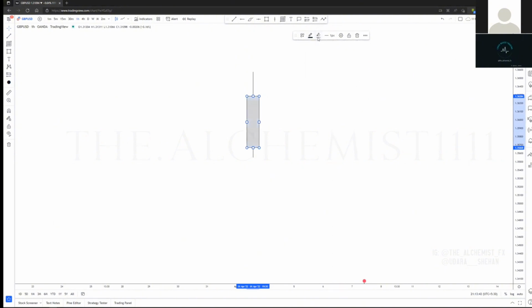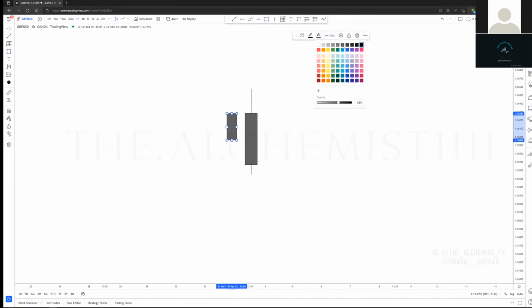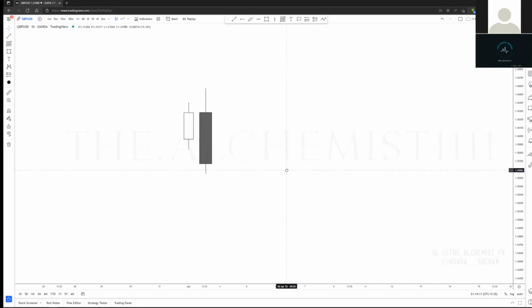Let's say this right here is a bearish candle, and let's say the previous bullish candle closed in here. Let me draw this out. So the previous candle closed here. Now, where did the bearish candle open? From here, right? This is where the bearish candle opened.